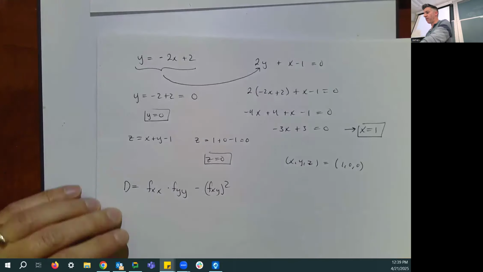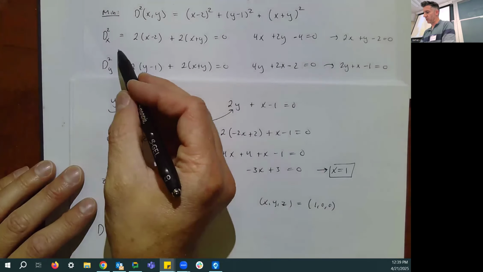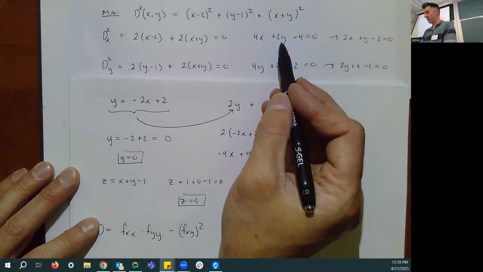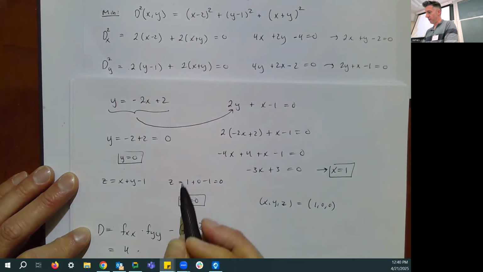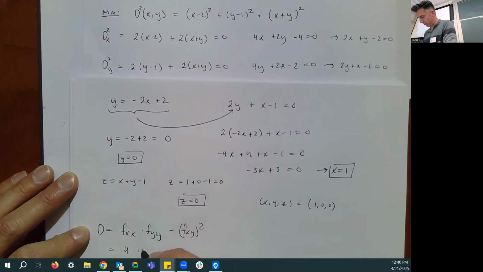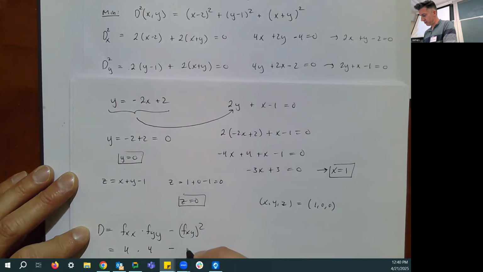So looking back at our first partials. Oh, look, there they are right there. Here's my first partial with respect to x. It's 4x plus 2y minus 4. My second partial is going to be just 4. For fyy, my second partial is also going to be 4. And then for fxy, it should be 2 either way.